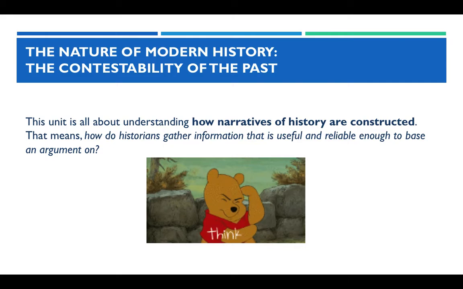So our new topic is the nature of modern history, looking specifically at the contestability of the past. That sounds a bit daunting, but what it's really about is understanding how narratives of history are constructed. That means, how do historians gather information that is useful and reliable enough to base an argument on? So we'll be looking at sources, and at how sources can be useful, reliable and authentic, and used to develop an argument about the past.